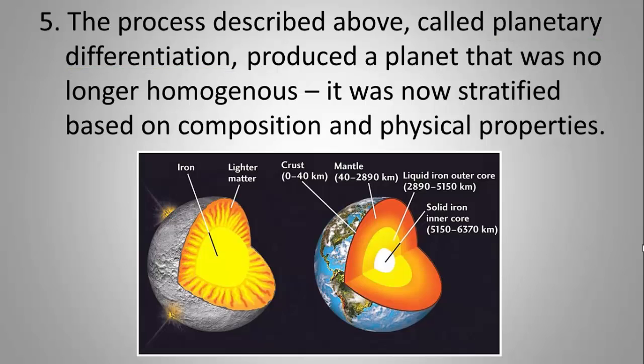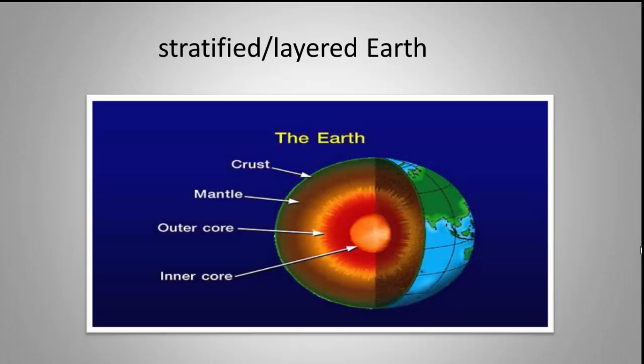It's actually a good term because it describes what happens to the planet. It becomes different. So what we wound up with, due to planetary differentiation, was a planet that was no longer all the same or homogeneous. It was now stratified based on composition and physical properties. So looking at the image on the left, a homogeneous Earth, now with iron sinking to the center, lighter matter toward the exterior, and the product on the right with the crust and the mantle and the core in the middle. And here's another image showing our stratified or layered Earth: crust, mantle, outer core, inner core.